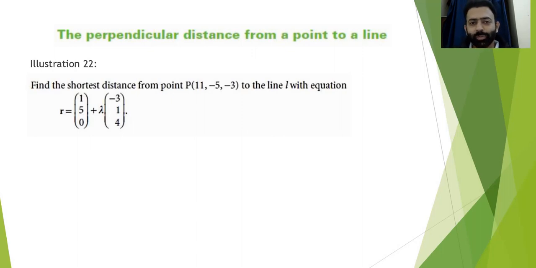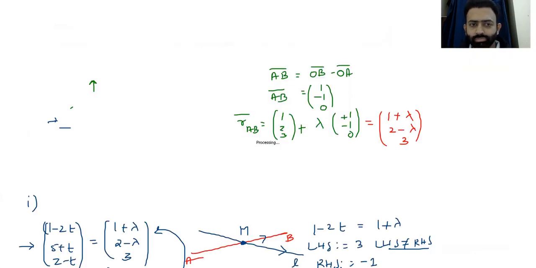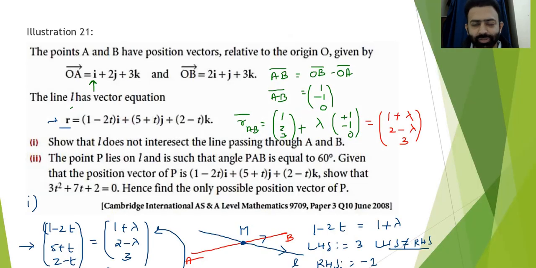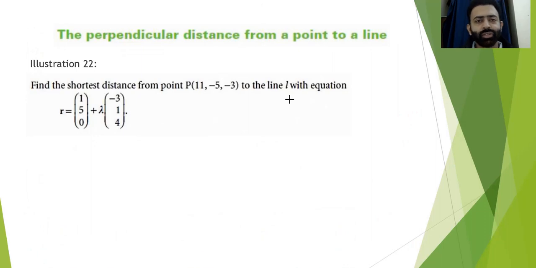We are at the last topic of the chapter on vectors, and in the previous video we covered the angle between two lines. This video is about finding the perpendicular distance from a point to a line. You will be given a line and a point, and you have to find the perpendicular distance of that point to that line. So let us start, and we will understand the concept straight away by taking an example.